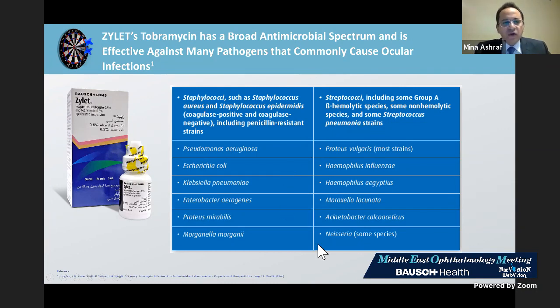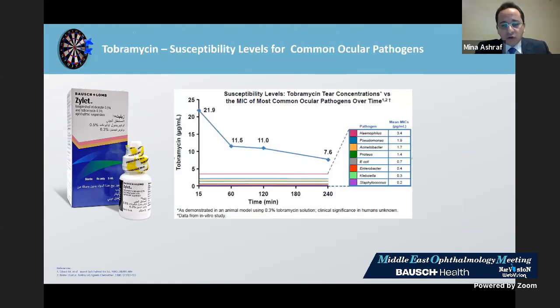So as we see here, tobramycin has this broad spectrum of antibacterial effect, and more important is its pharmacokinetics. Regarding tobramycin susceptibility levels for common ocular pathogens, we look here at the concentration of tobramycin in the tear film compared to the minimum inhibitory concentration, which is the concentration of tobramycin required to kill 90% of these common ocular pathogens.